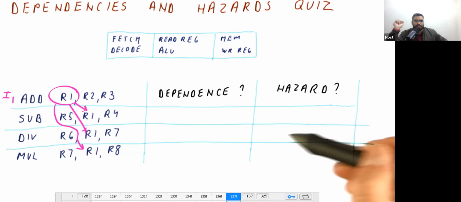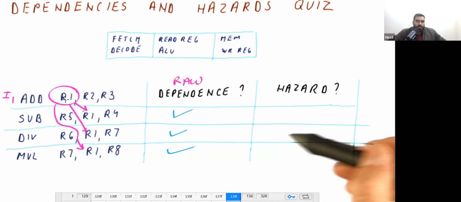Hello. Yes, so please tell me. You can notice that definitely all of them are dependencies, correct? All of them are RAW dependencies. There is no problem in that. But what about hazards? First of all, let's check this.